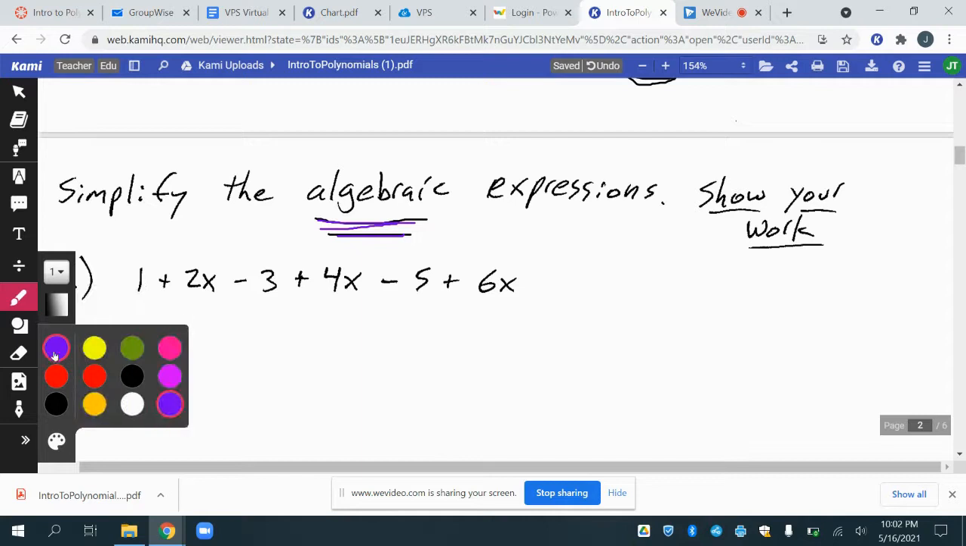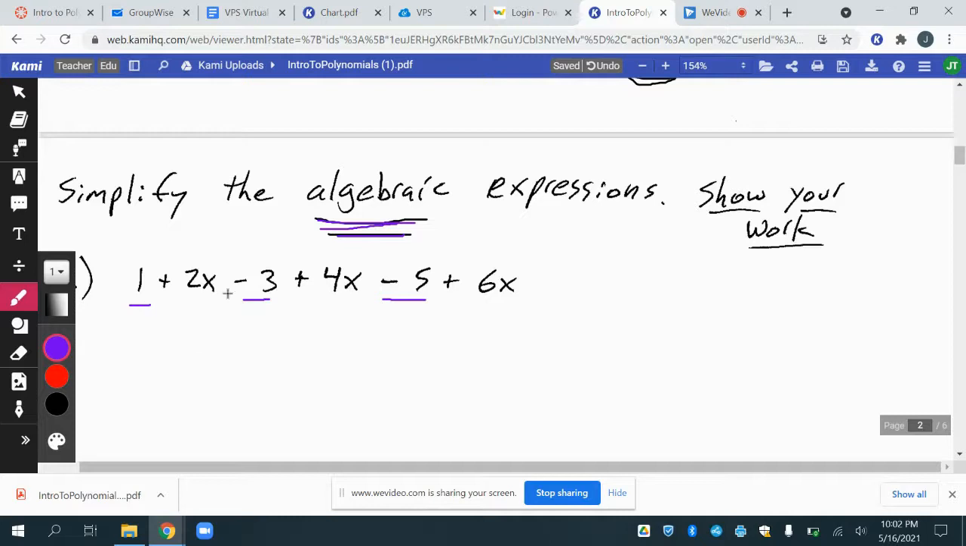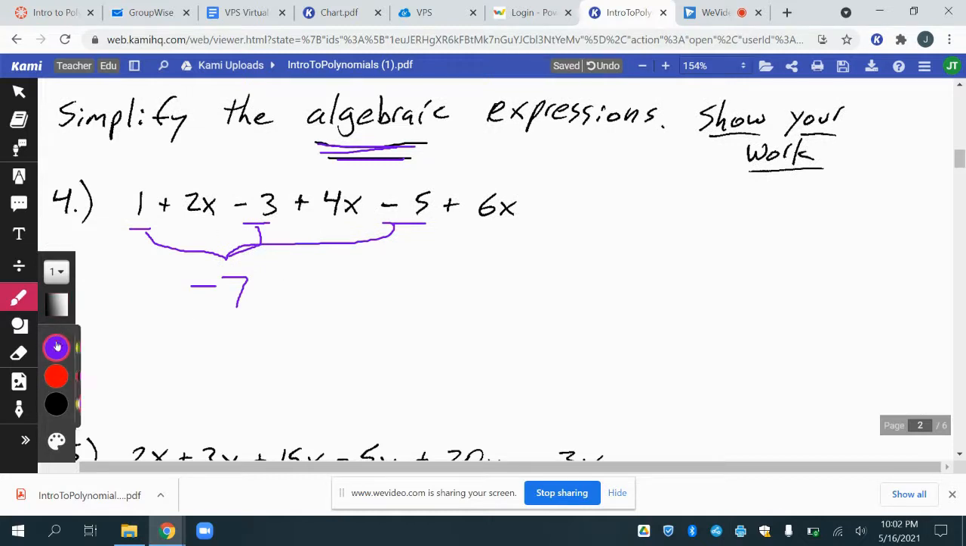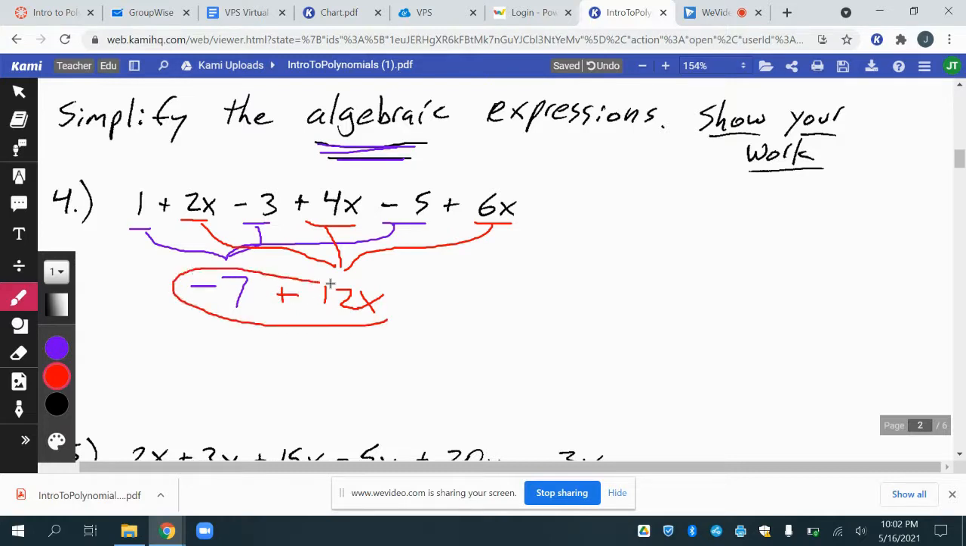We have 1, -3, and -5 are all numbers. When I put those together, I get -7. All right, now if I do 2, 4, and 6, when I put all of those together, I get 12 x's. 2 x's plus 4 more x's plus 6 x's is a total of 12 x's. I have to put a plus in front of there. This right here is the solution.